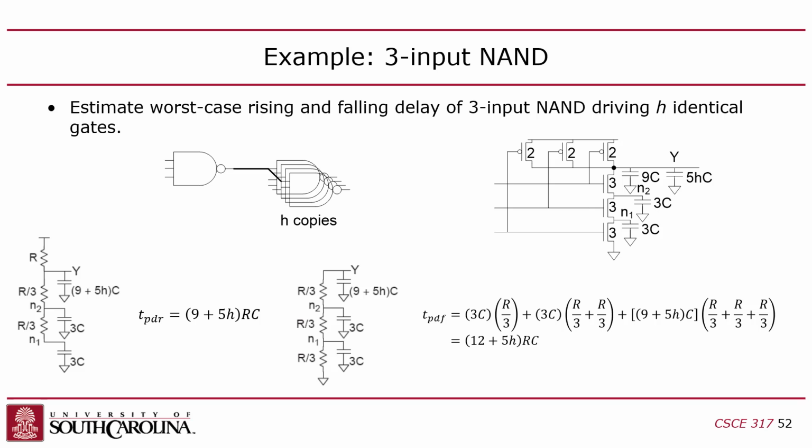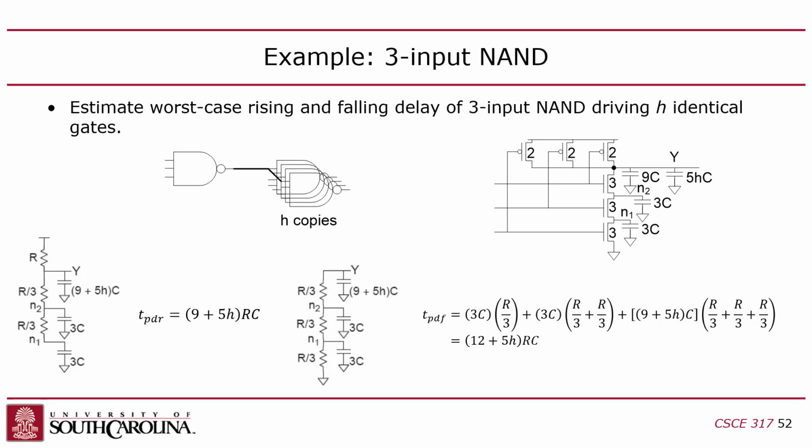But then I'm also driving H copies, so I've got the gate capacitance of the H copies, right? So what is H copies? Sorry, H identical. H is a variable, right? So what is the capacitance of the gates for this NAND gate?